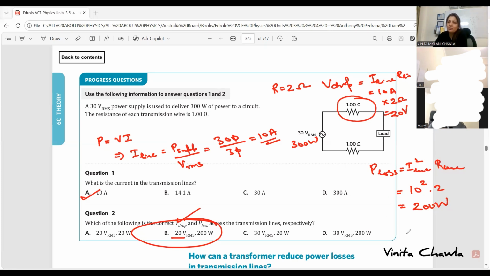See, because for power we have 3 different formulas, right? One is VI, one is I square R, and one is V square by R. You can use any formula. Whichever quantities are given, accordingly you can use the formula.